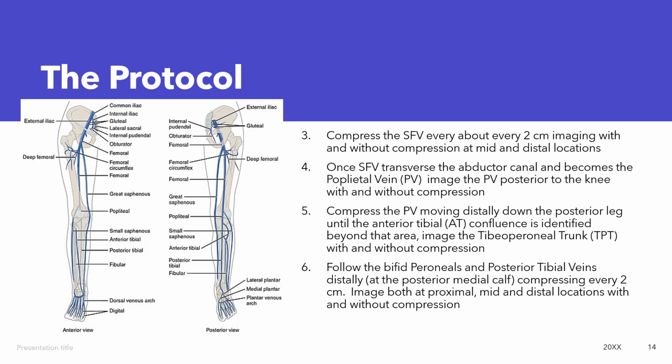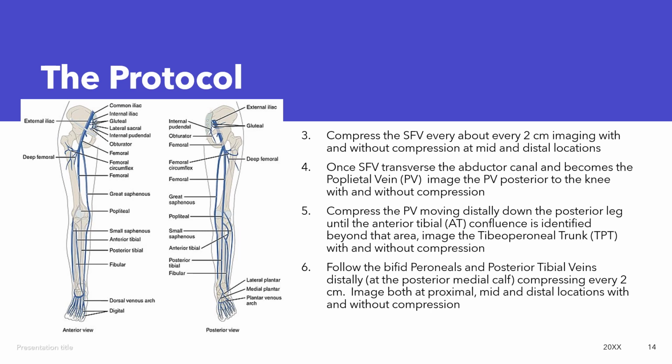At this point, you're going to want to work your way down the leg in transverse, compressing every 2 to 3 centimeters, following that superficial femoral vein into about the mid-thigh. When you get to the mid-thigh, that should be the mid vein. So at this point, you would obtain more images with dual screen, showing the superficial femoral vein dilated and with compression.